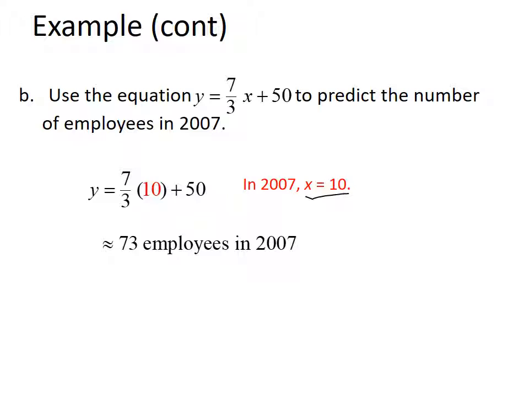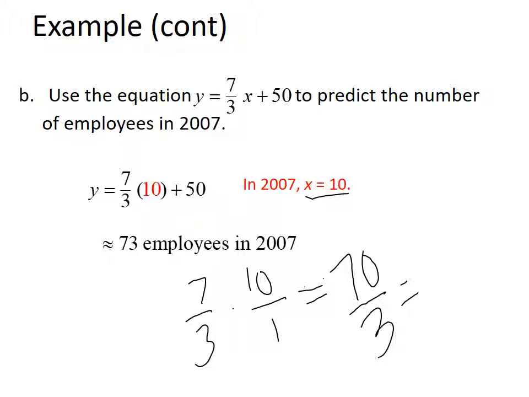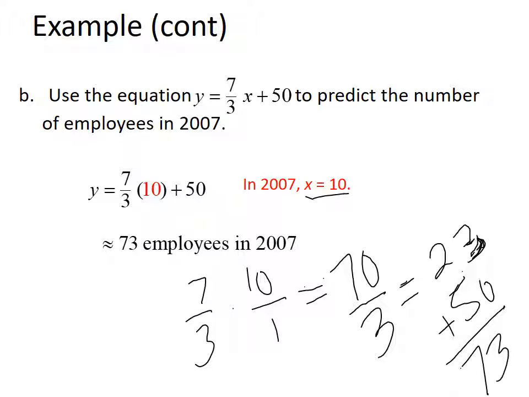Okay, remember when you're multiplying this, make sure you do 7 over 3 times 10 over 1. And that's going to give you 70 over 3. If you put 70 over 3 in the calculator, that's going to give you about 23. So it's about 23 people. We don't pay attention to the decimal because you can't have a portion of a person. You either have a whole person or none at all. So this would be 23, and 23 plus 50 is what makes it approximately 73.